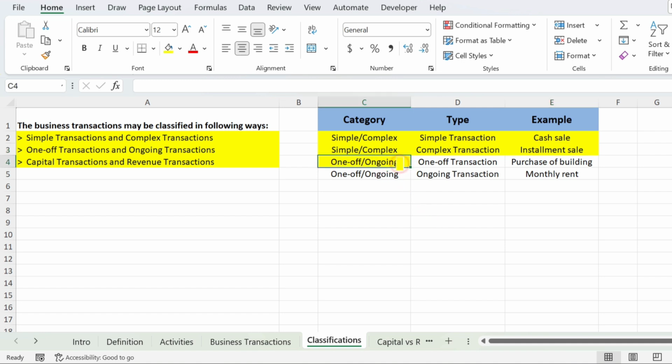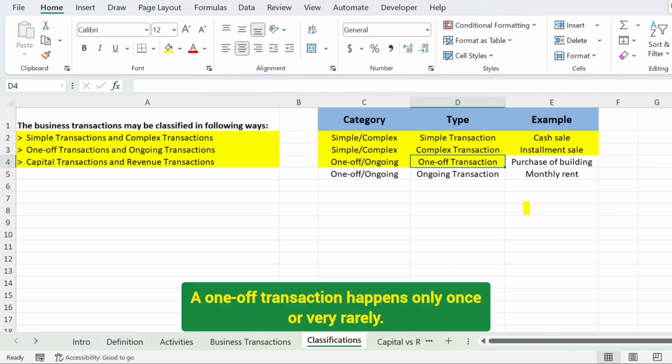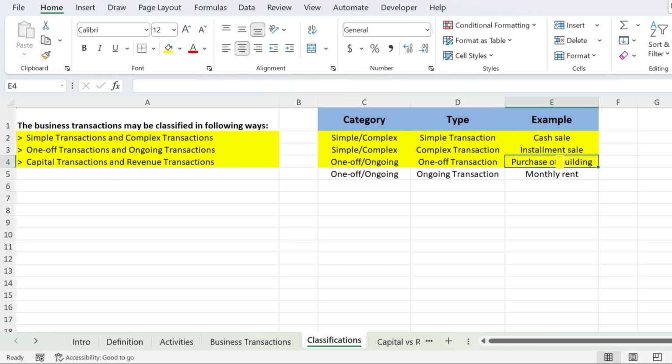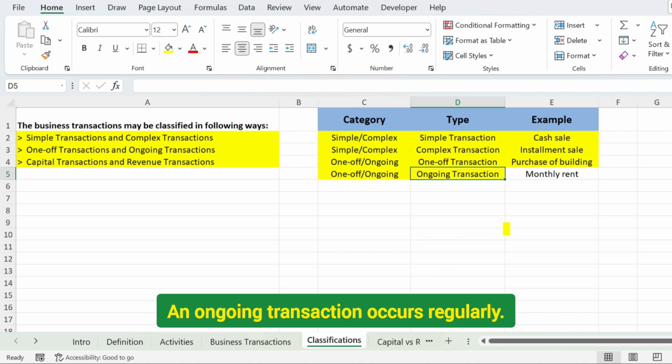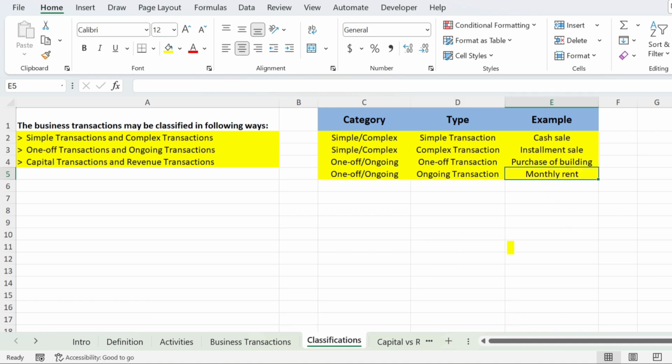Next category is one-off and ongoing, and type is one-off transaction. A one-off transaction happens only once or very rarely. For example, purchasing land or construction of a factory building. And finally, one-off and ongoing, where an ongoing transaction is the type. An ongoing transaction occurs regularly. For example, paying rent every month or paying electricity bills. This classification helps accountants understand which costs are recurring.